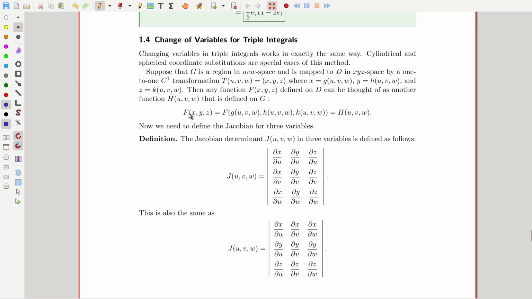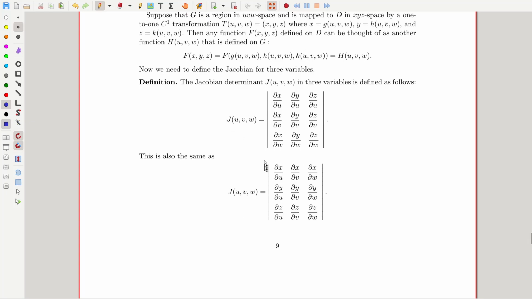Well, so the book is calling this capital F for some reason. And it's just describing it as another function. I think it's fine. What's important is the Jacobian definitions.